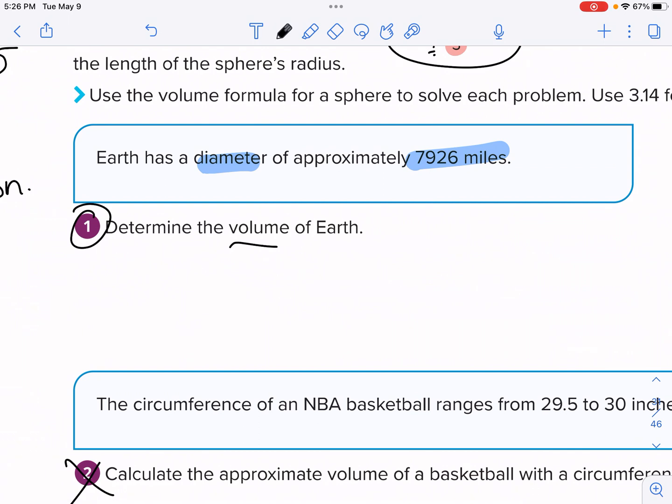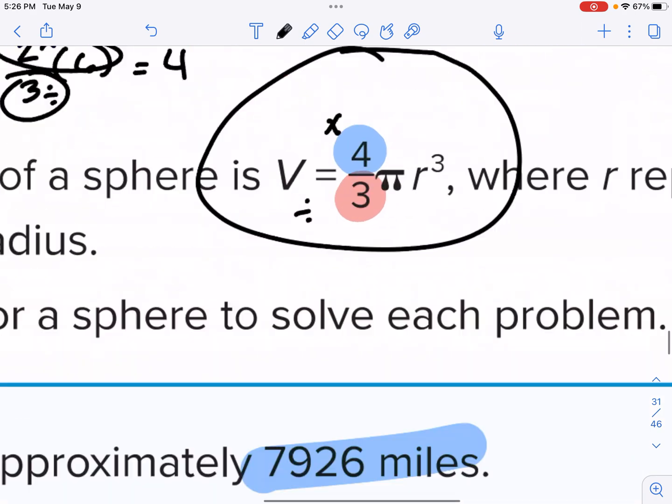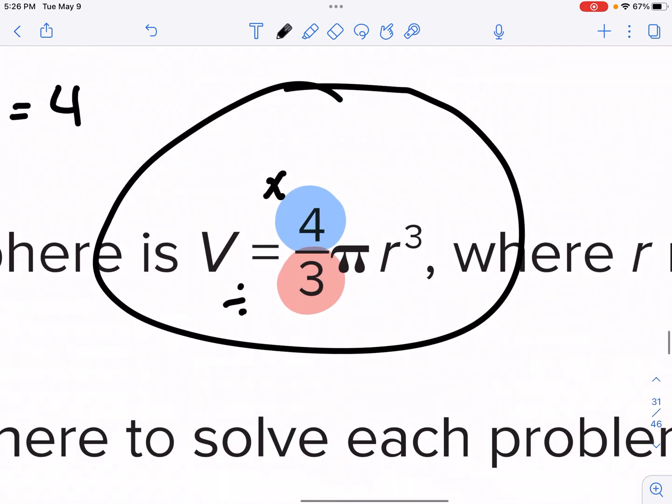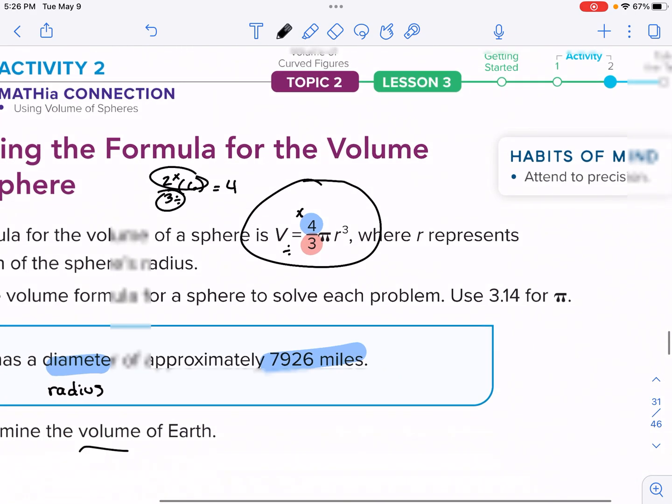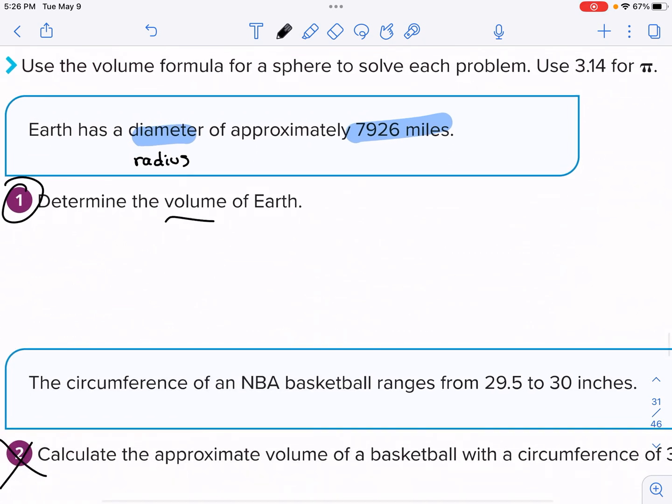Number 1 is we're going to calculate the volume of the Earth. It says the Earth has a diameter of approximately 7,926 miles. So this gives us something that is helpful, the diameter, but the thing is, we want to know what the radius is. When we use our formula, there's no D at all, but there is an R for radius. So let's figure out what R is by dividing this by 2.